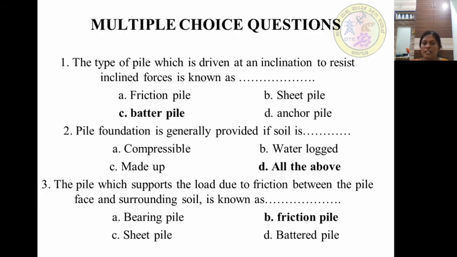Pile foundation is generally provided if the soil is dash: compressible, waterlogged, made up, all the above. The answer is all the above. The piles which support the load due to friction between the pile face and surrounding soil are known as dash: bearing piles, friction piles, sheet piles, battered piles. So the answer is friction pile.